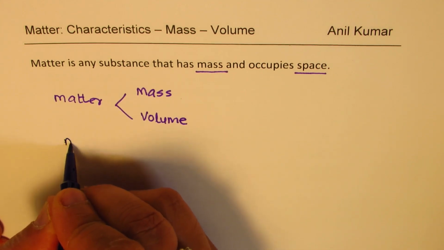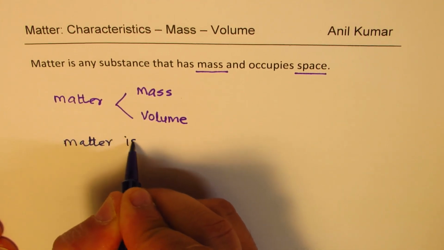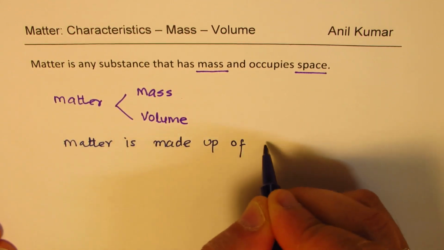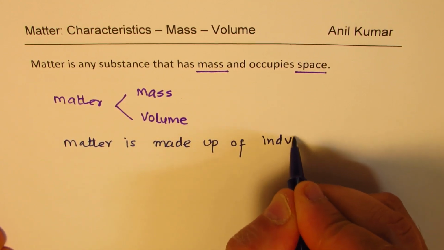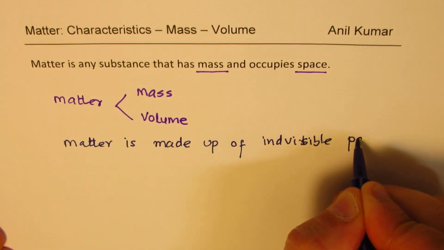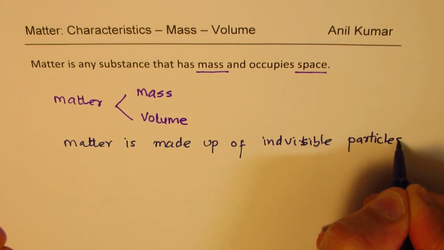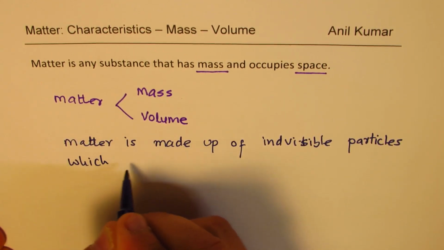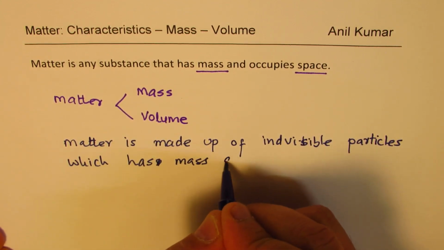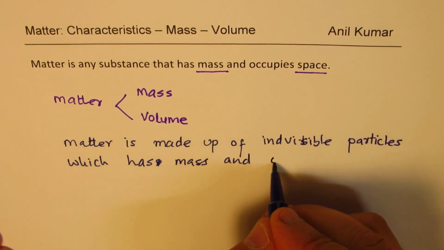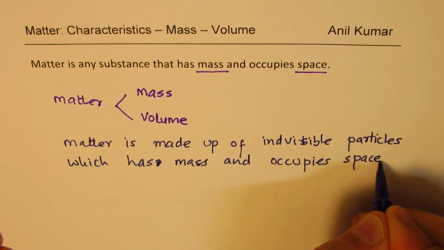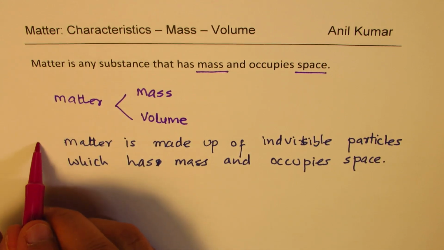So matter is basically made up of indivisible particles which have mass and occupies space. So that is one way of looking into matter.